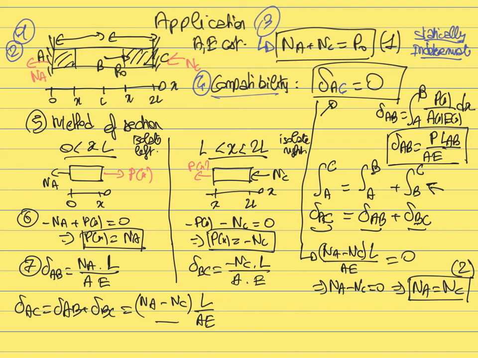In this case, now we have two equations. We have the fact that Na plus Nc equals P naught, and now the second equation, that Na is also equal to Nc. So then what you can do is combine those two equations to find the value of Na and Nc. Since Na plus Nc equals P naught, and since Na is equal to Nc, you can find the final result, which is that Na is equal to Nc and is equal to P naught over 2. So that gives you the value of the unknowns.